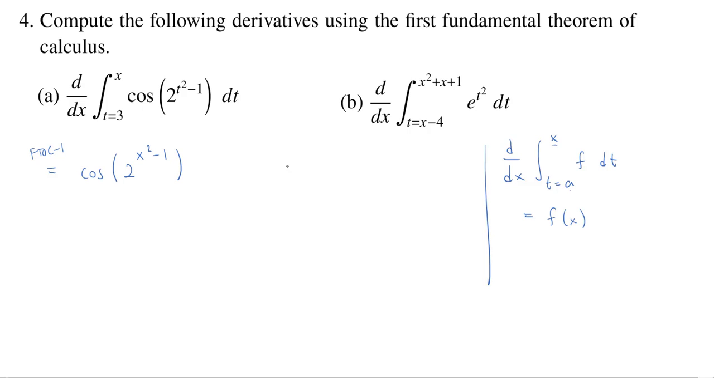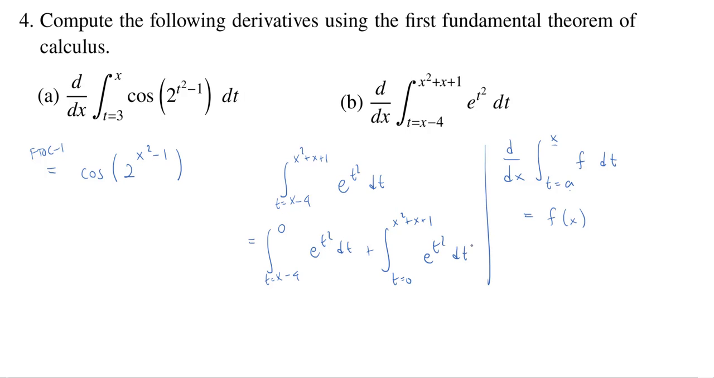So what I'm going to do is take this integral, the one from x minus 4 to x squared plus x plus 1 of e to the t squared dt, and I'm going to break it up as an integral from, let's say, t is going to go from x minus 4 to, well, might as well say 0, e to the t squared dt, and then we'll integrate from 0 to x squared plus x plus 1.